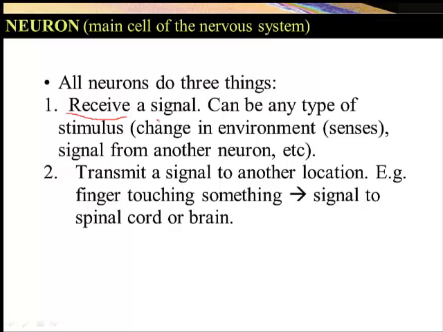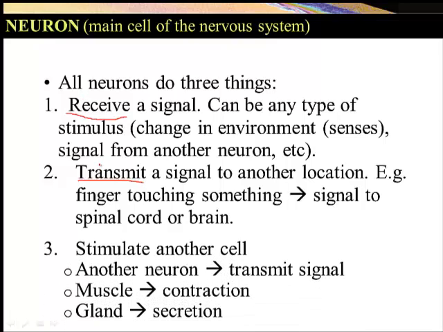Okay, so if your finger touches something, you need to be able to send a signal up to your spinal cord or brain so that you can interpret what it is that you're touching. Is it hot? Is it cold? Is it slimy? That way you can know. So you send or transmit stuff. So you receive and then you transmit.